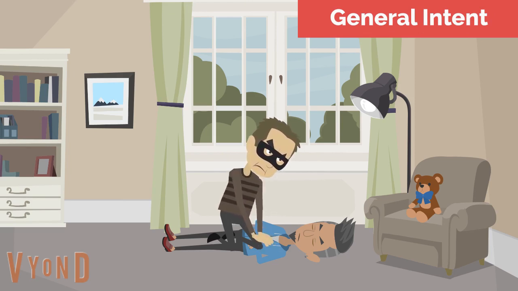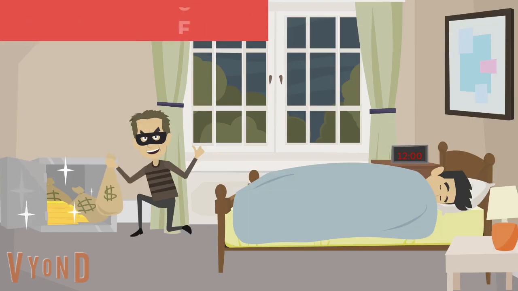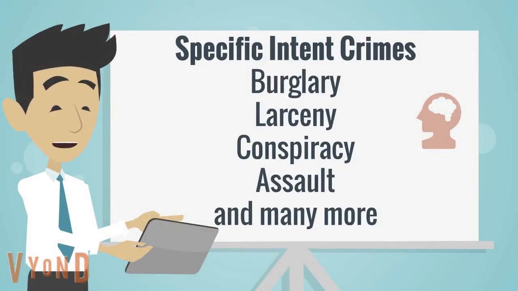The next kind of intent is called specific intent. This means that the defendant does the voluntary act but has an additional goal that is desired beyond just completing the act. An example of this is a burglary. A burglary is the breaking and entering into the dwelling of another with a specific intent to commit a felony inside. The physical part of the crime is the breaking and entry of the dwelling of another.